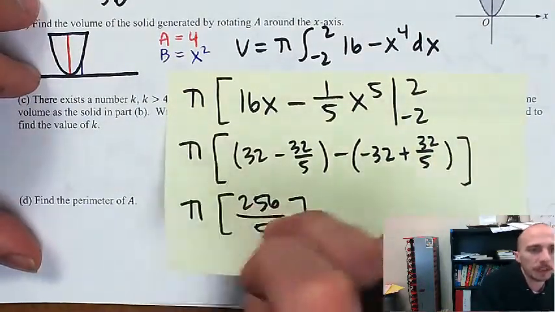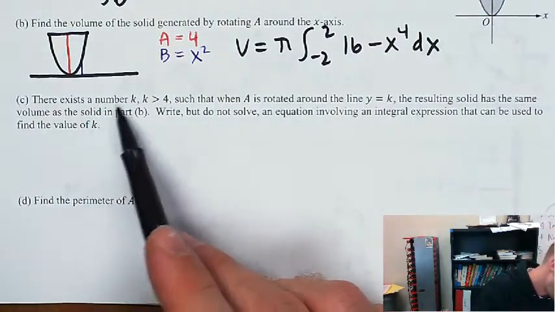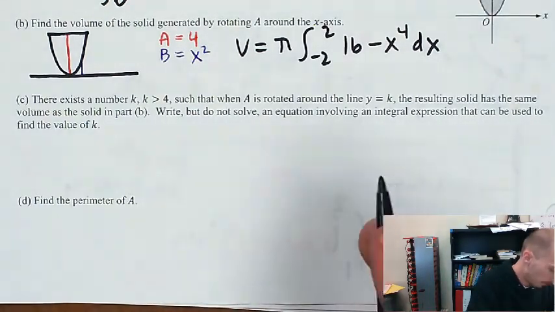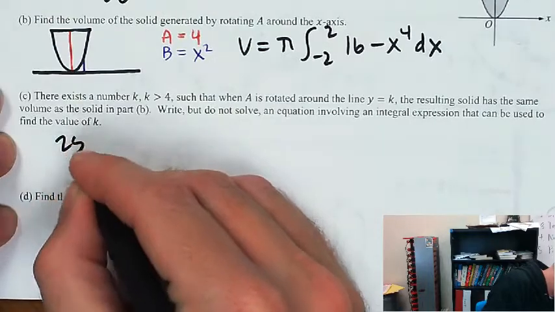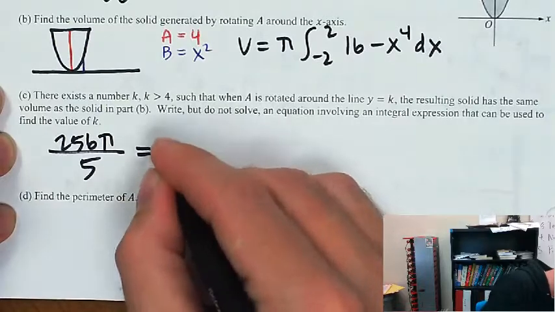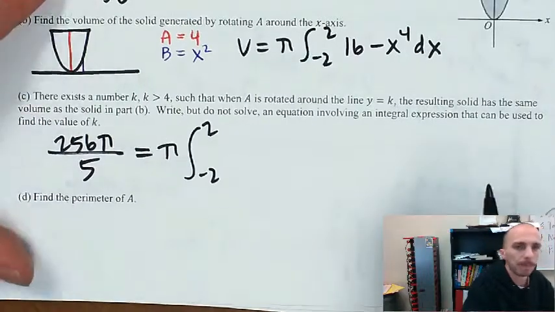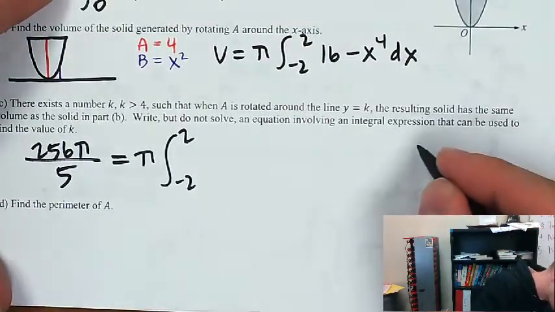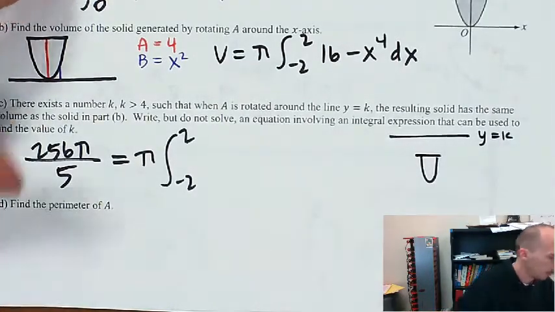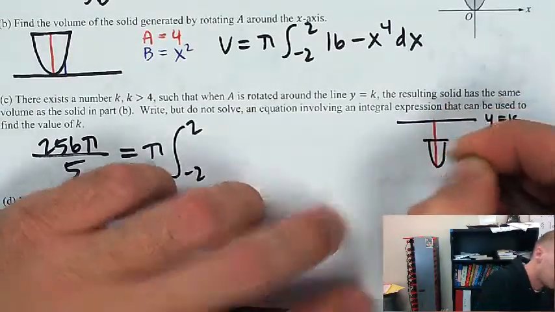We computed the area. I can use this number to find the k. There's a number k bigger than 4 that when we rotate around that, we get the same volume. So the volume, I know, is going to need to equal 256 pi divided by 5. That's the volume. It's going to be pi times the integral from -2 to 2, and I think I'm going to put my sketch up here. Okay, that's y equals k, and then that's the same thing. So my large radius right here is going to be k minus x squared, top minus bottom.